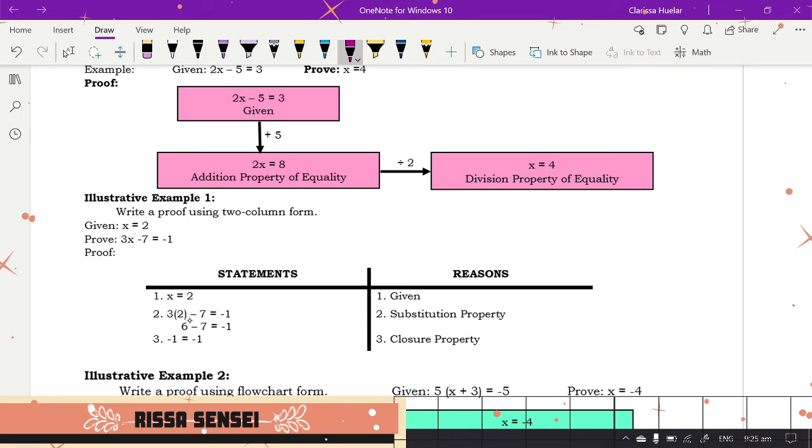So, by substitution, we can use 3x minus 7 equals negative 1. By substitution, replace x with 2. Magiging 6 minus 7 equals negative 1. Ano reason again? SPE, substitution property of equality. Then, 6 minus 7 is negative 1 equals negative 1. And kapag nag-equal yan, ang tawag doon ay closure property. Na-prove natin that kapag ang value ng x is 2, therefore, this expression is equal to negative 1. So, end of proof na tayo.